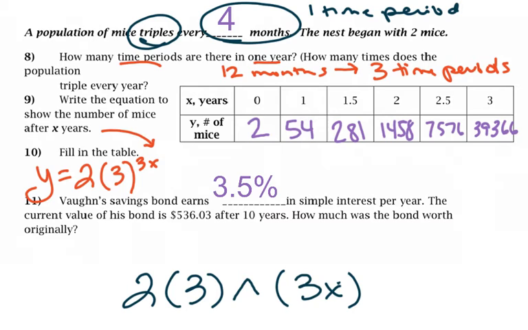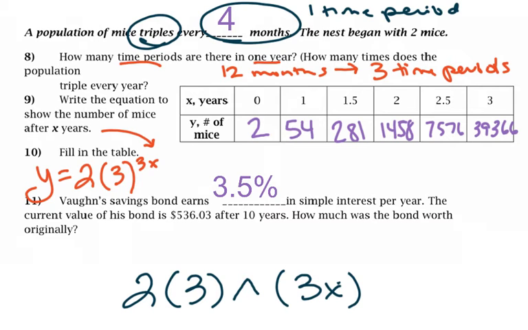Okay, I've got my table filled in. A couple things to notice. I did round right there. And one thing that you may notice also, depending on how you worked on your calculator, is that these numbers are also rounded. We're just rounding to the nearest mouse. We're not going to do parts of mice. So just round to the nearest mouse.